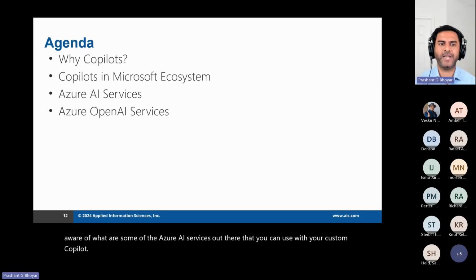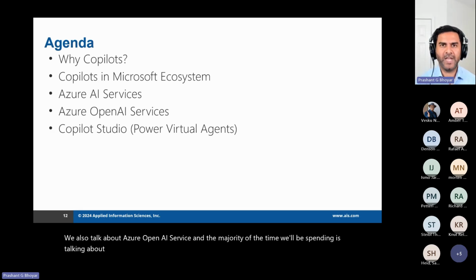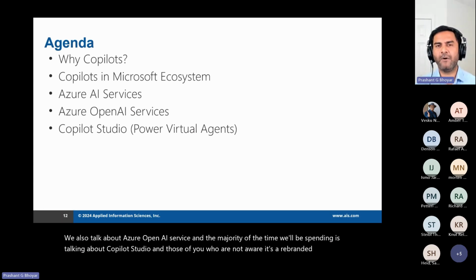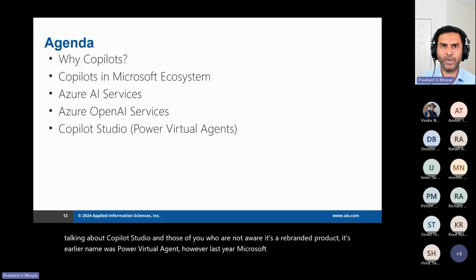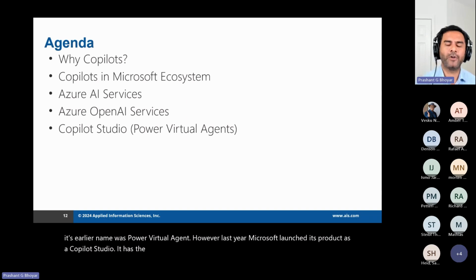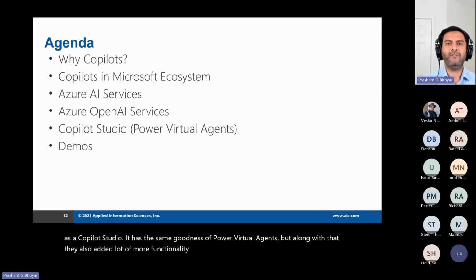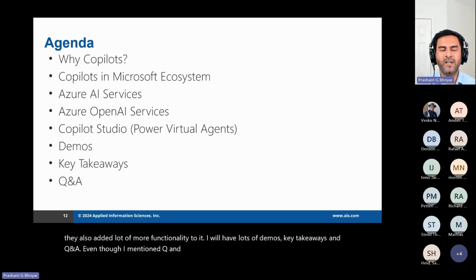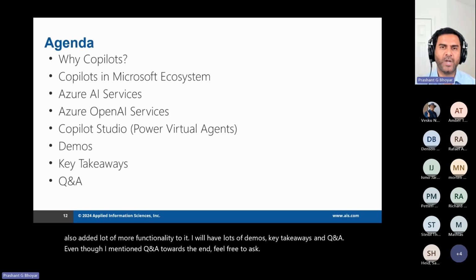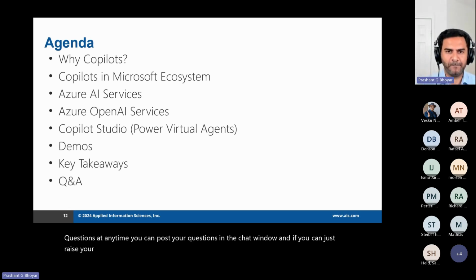We will also talk about Azure OpenAI service, and the majority of the time we'll be spending is talking about Copilot Studio. For those of you who are not aware, it's a rebranded product. Its earlier name was Power Virtual Agents. However, last year, Microsoft launched this product as Copilot Studio. It has the same goodness of Power Virtual Agents, but along with that, they also added a lot more functionality to it. I will have lots of demos, key takeaways, and Q&A. Even though I mentioned Q&A towards the end, feel free to ask your questions at any time. You can post your questions in the chat window, and you can also raise your hands.